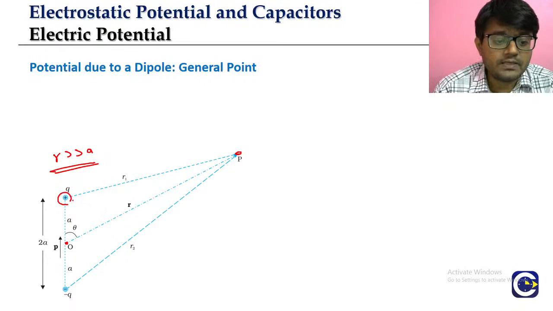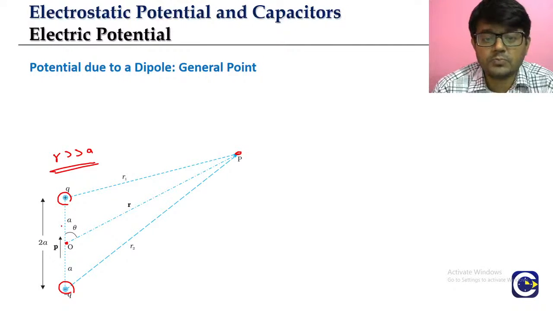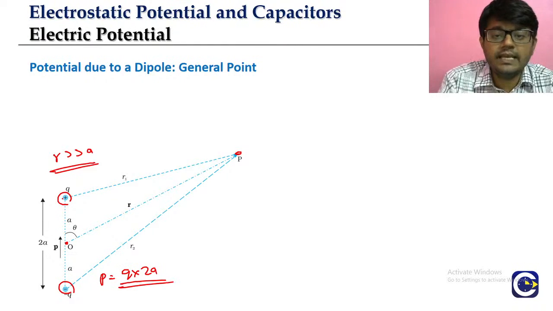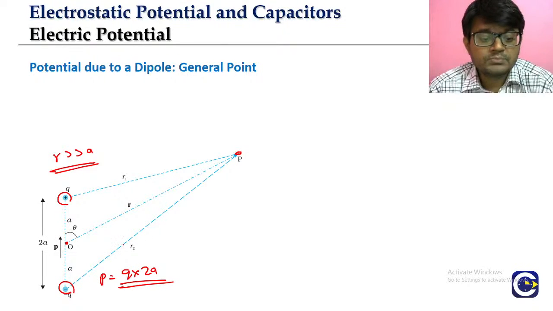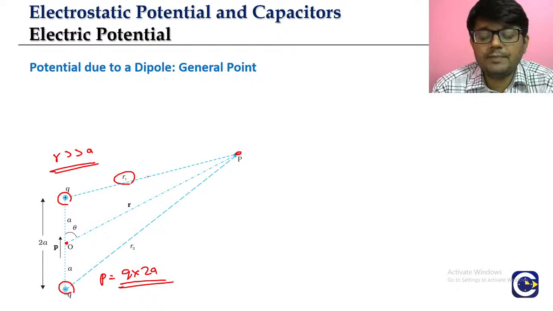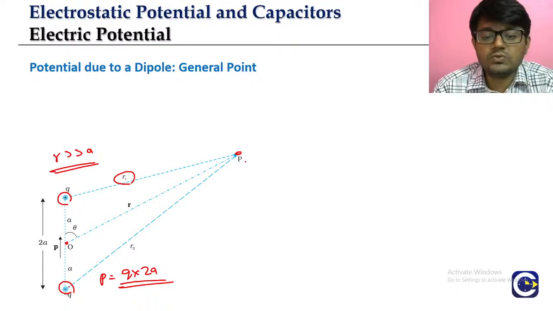We have a charge plus Q and minus Q. The direction of the dipole moment is from the negative charge to the positive charge. The value of p will be equal to Q into 2a, so the length of the dipole is 2a. As per this representation, the distance from the positive charge to point P is r1, and the distance from the negative charge to point P is r2.